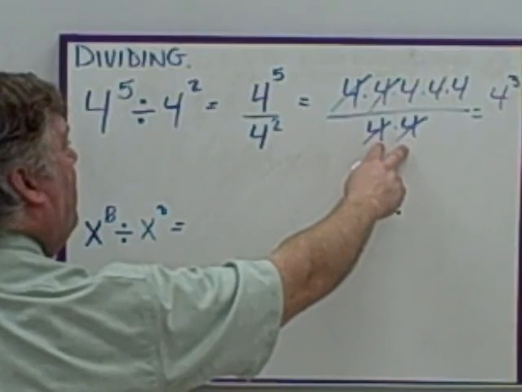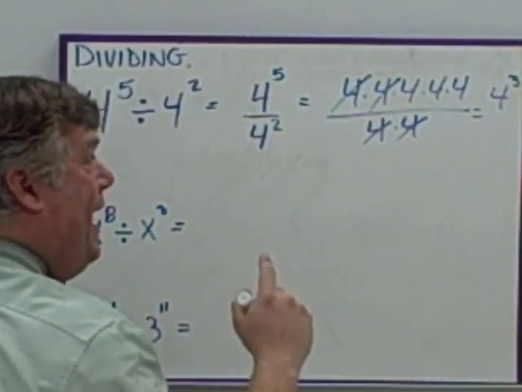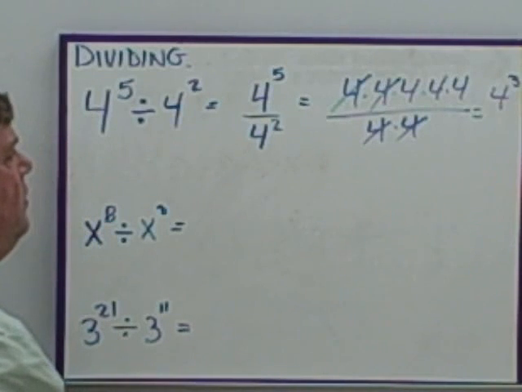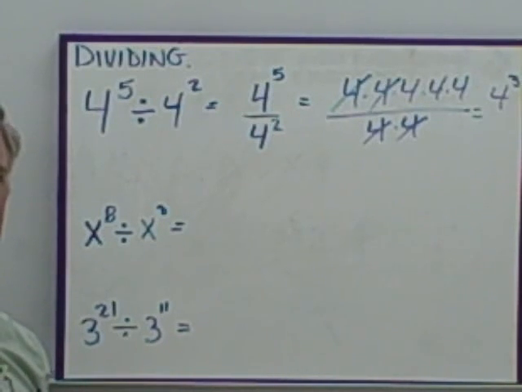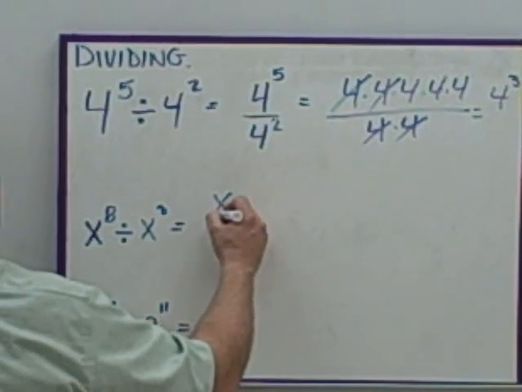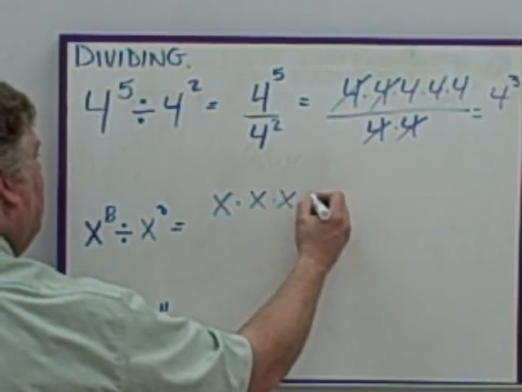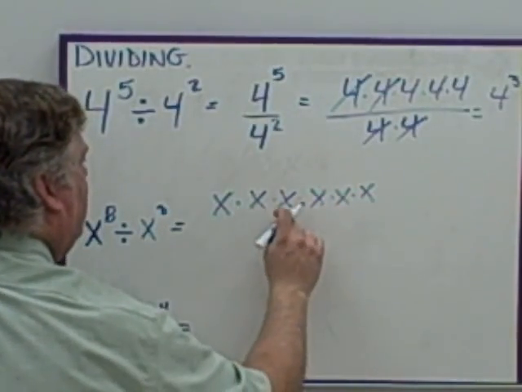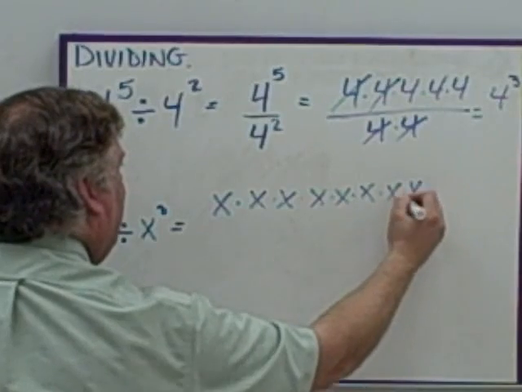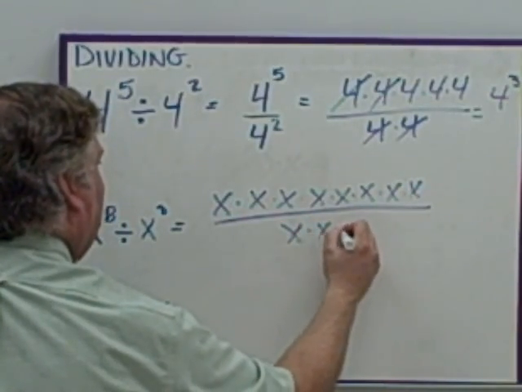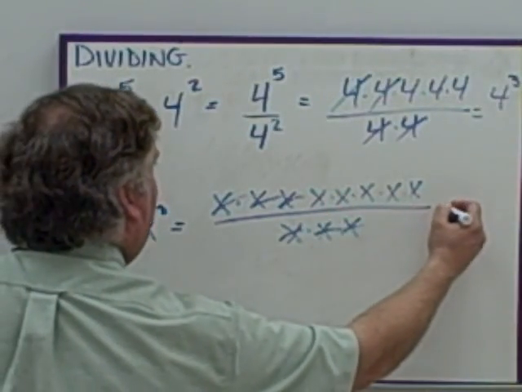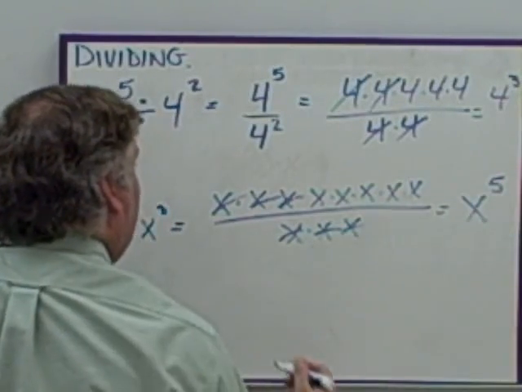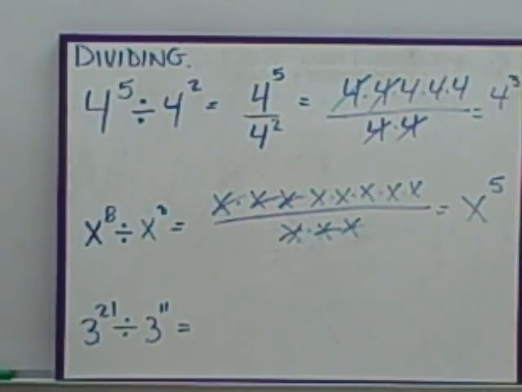So for every 4 I have on the bottom, I get to take away, subtract, 1 4 from the top. Well, hey, it sounds kind of like the opposite of what we did with multiplying. Instead of adding, you are subtracting. Let's see how that goes. Here we have x to the 8th, which would be x times x times x times x times x times x times x times x, 1, 2, 3, 4, 5, 6, 7, 8, over x to the 3rd, x times x times x. Cancel, cancel, cancel. You're left with 5, so you get x to the 5th power. Is that the same as 8 minus 3? Yeah.